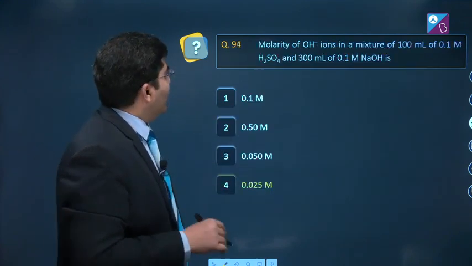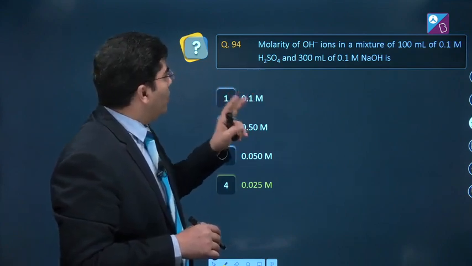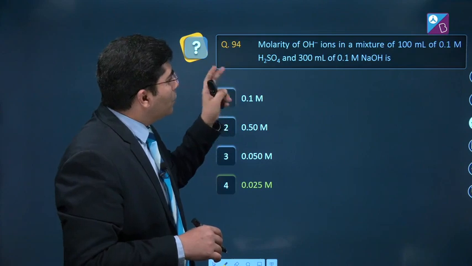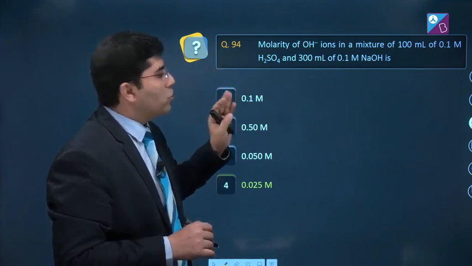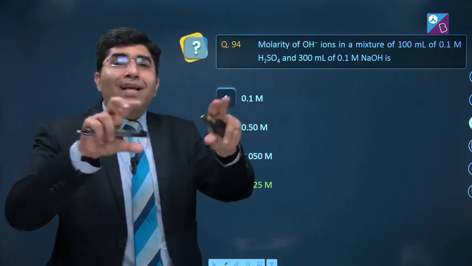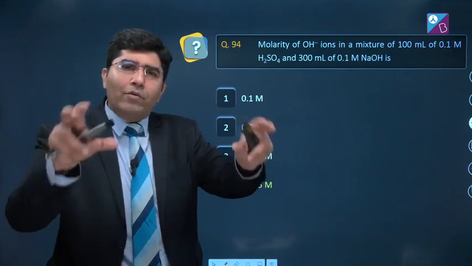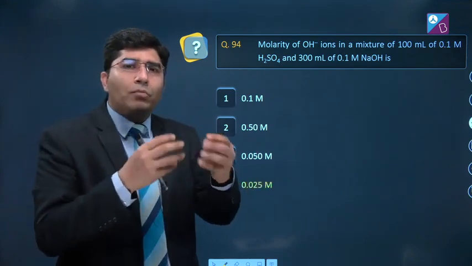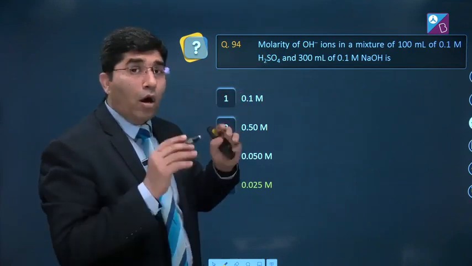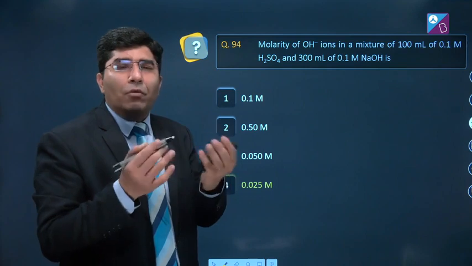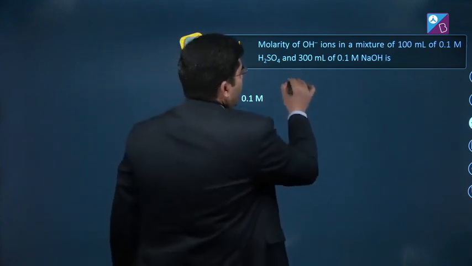Okay. The next one is molarity of OH minus ion in a mixture of 100 ml of 0.1 molar H2SO4 and 300 ml of 0.1 molar NaOH is. So what we are doing, we are neutralizing an acid with a base. So we are taking H2SO4 and NaOH, we are mixing, and OH minus ions are remaining. So we have to find out the molarity of OH minus ions. So how we will do these type of questions? Let's see कैसे करेंगे इसको हम. तो सबसे पहले हम लोग बात करते हैं H2SO4 की.